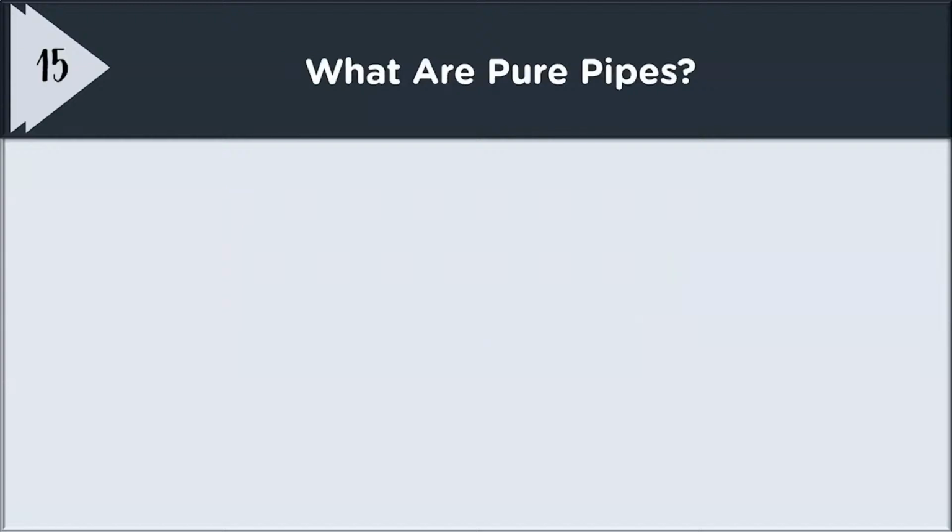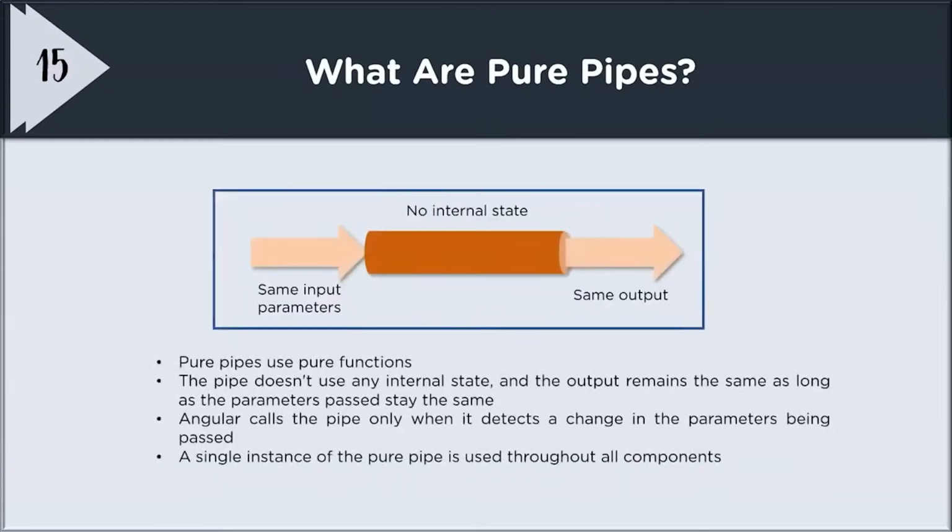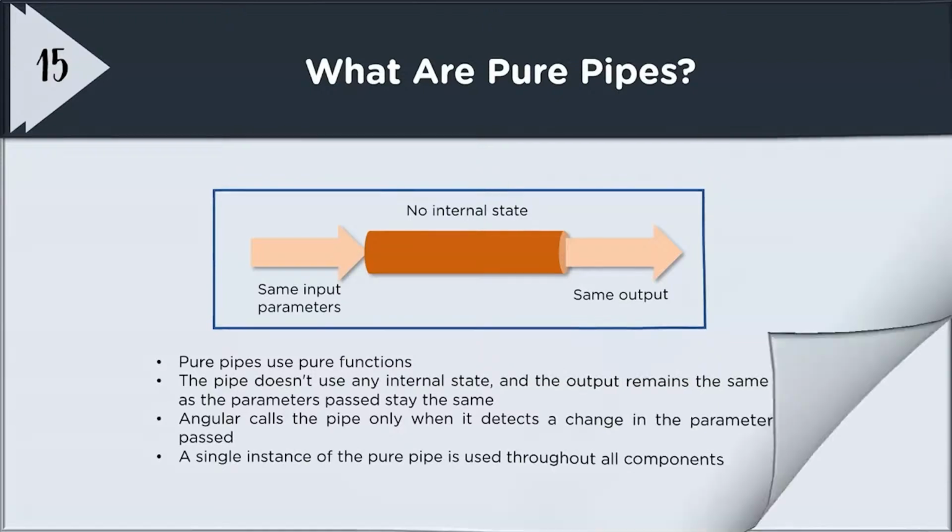Next up, what are pure pipes? These are pipes that use pure functions. As a result of this, a pure pipe doesn't use any internal state, and the output remains the same as long as the parameters passed stay the same. Angular calls a pure pipe only when it detects a change in the parameters being passed. A single instance of a pure pipe is used throughout all components.